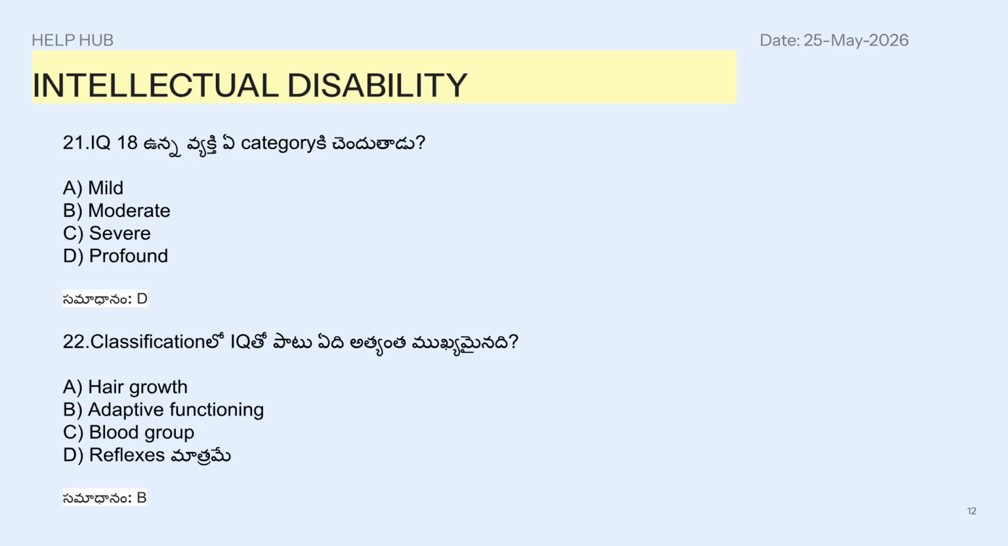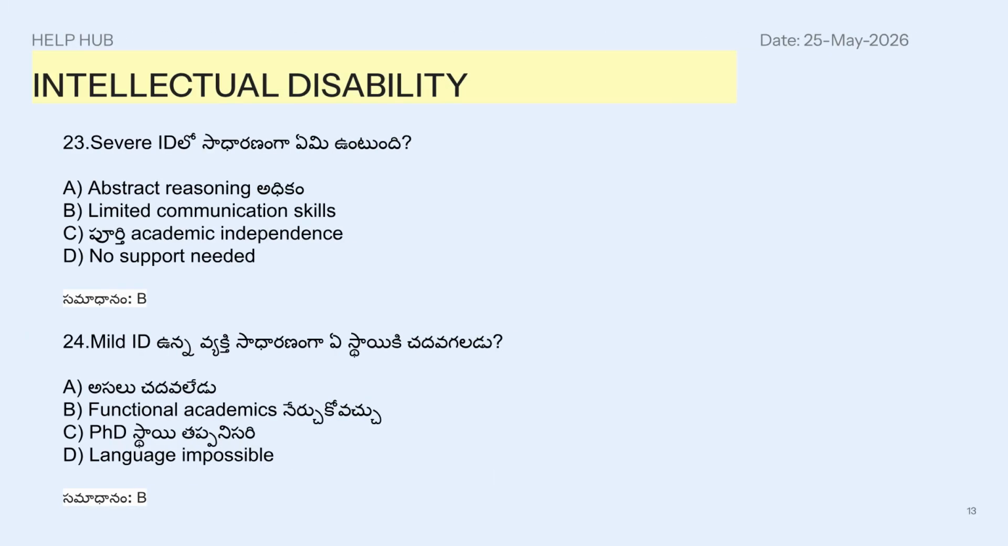Question 22. In classification, besides IQ, what is most important? The answer is B. Adaptive functioning. Question 23. What is generally present in severe ID? The answer is B. Limited communication skills. Question 24. To what extent can a person with mild ID generally read? The answer is B. Functional academics can be learned.